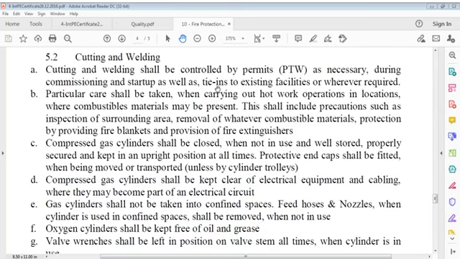Cutting and welding. Cutting and welding shall be controlled by permits, PTW, as necessary during commissioning and startup, as well as tie-ins to existing facilities or wherever required. Particular care shall be taken when carrying out hot work operations in locations where combustible materials may be present. This shall include precautions such as inspection of surrounding area, removal of whatever combustible materials, protection by providing fire blankets, and provision of fire extinguishers.